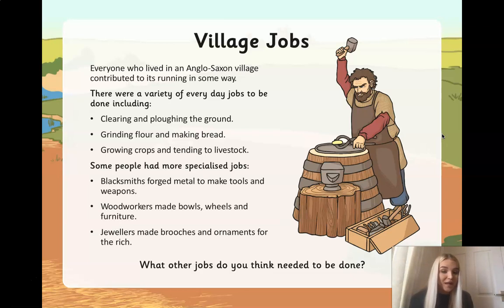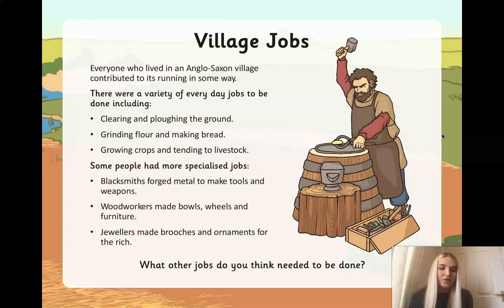So woodworkers, they made bowls, wheels and furniture, and this helped the Anglo-Saxons a lot because it meant that they didn't have to buy it. They had these experienced people to make it for them, so they saved a lot of money. And finally, the jewellers, who made brooches and ornaments for the rich. Why do you think they only made them for the rich? Jewellery. Yeah, so the rich looked better, didn't they?